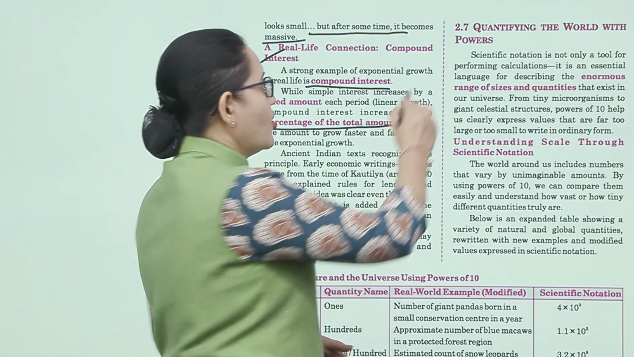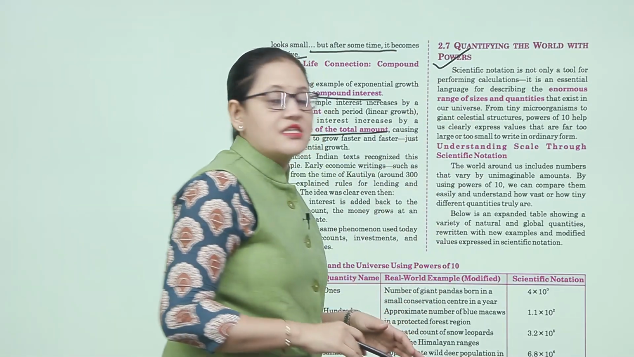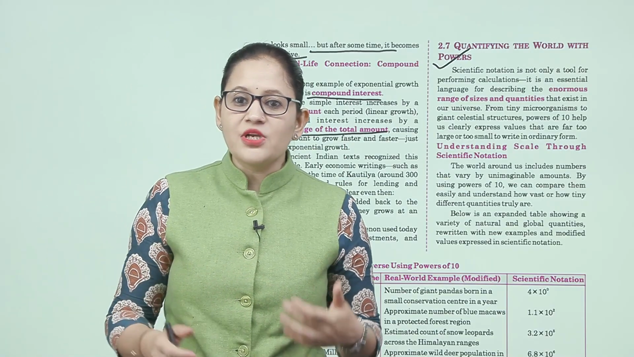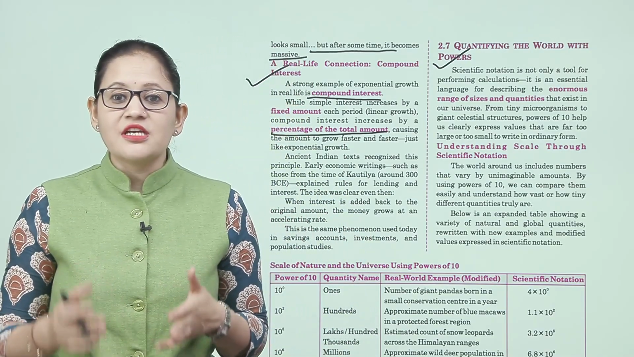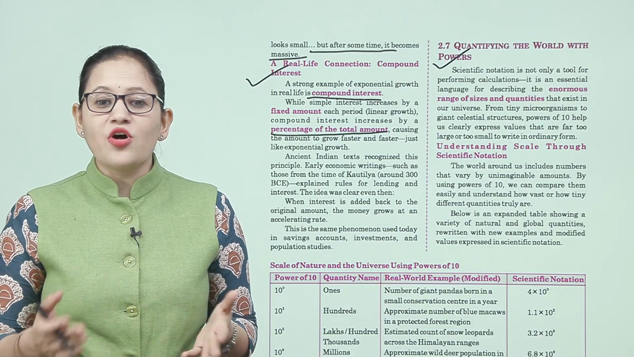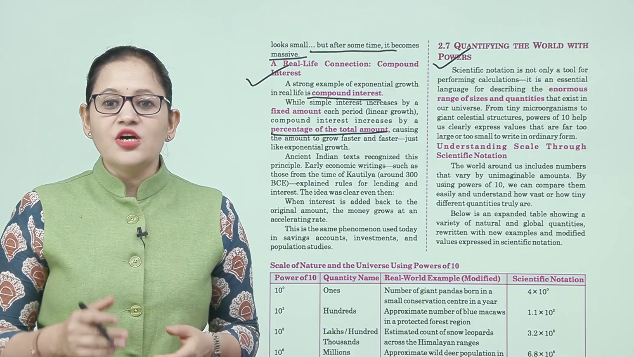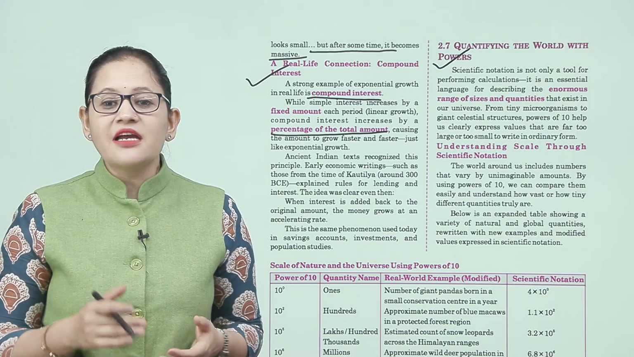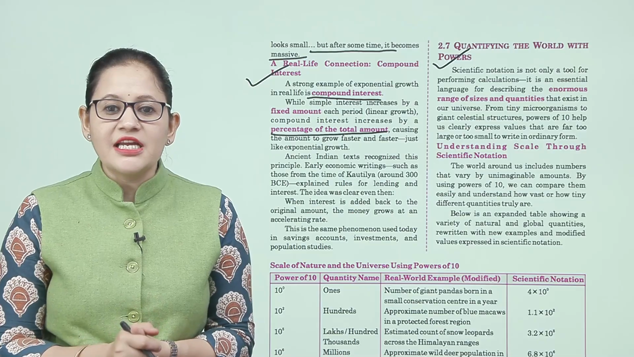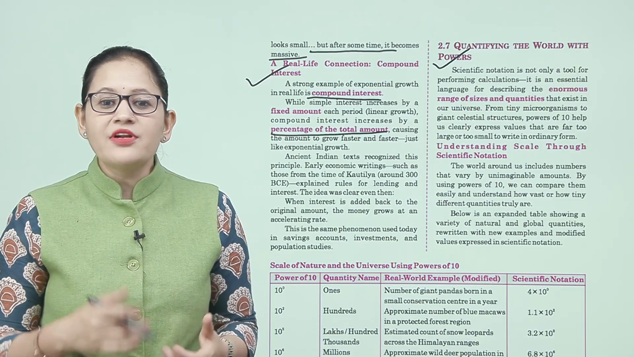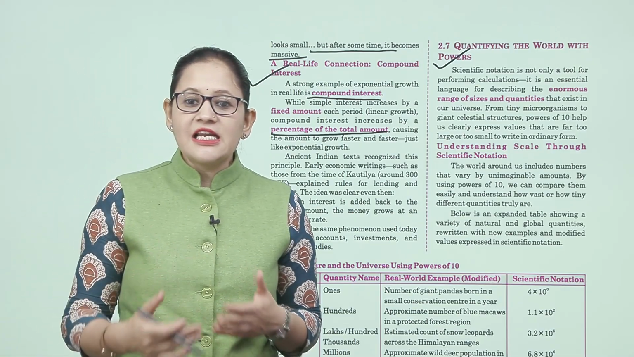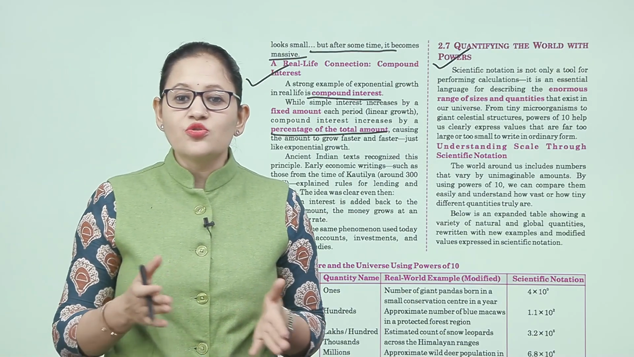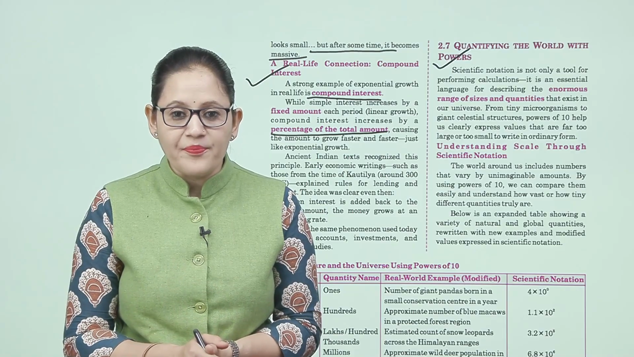Next is quantifying the world with powers. Scientific notation is not only a tool for performing calculations, it is an essential language for describing the enormous range of sizes and quantities that exist in our universe. From tiny microorganisms to giant celestial structures, powers of 10 help us clearly express values that are far too large or too small to write in ordinary form.